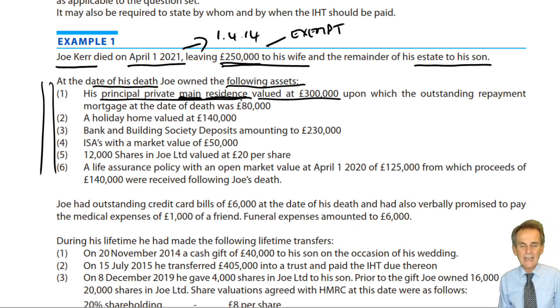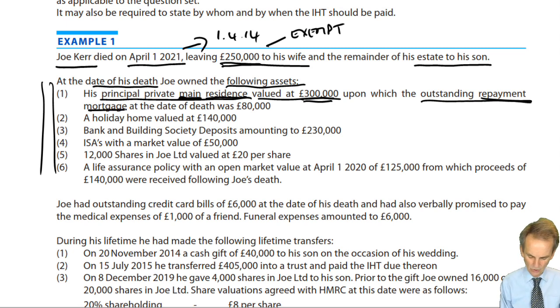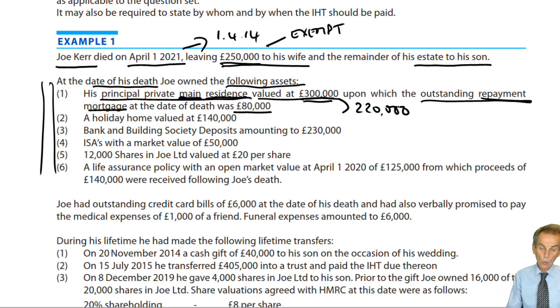Because if it is your main residence, then depending on where you are bequeathing that main residence, that of course would be eligible or may be eligible for the residence nil rate band. Now, of course, the value that we take into the estate will be the value of the property, £300,000, less we've got an outstanding repayment mortgage. So this is to be deducted, the amount at the date of death, £80,000. So that will net out to some £220,000 there.